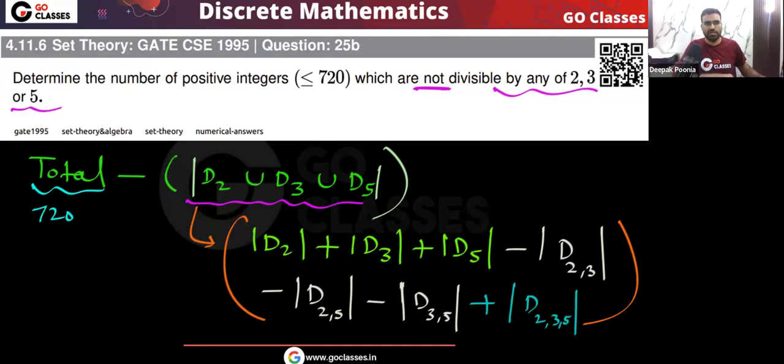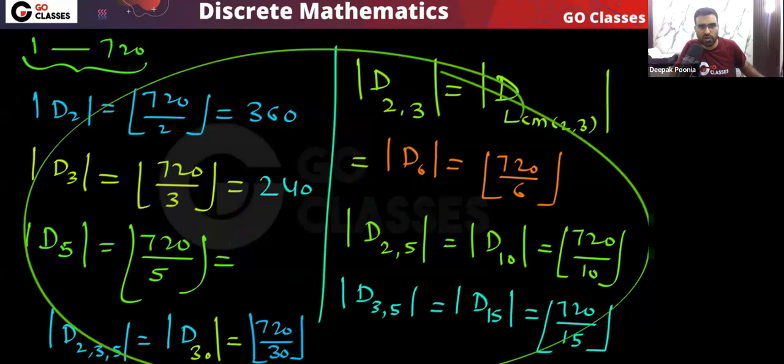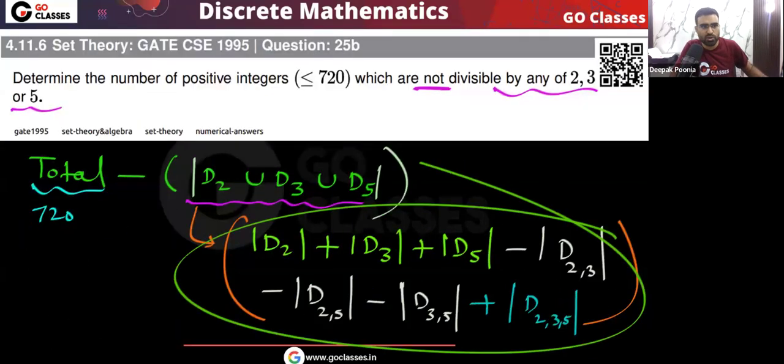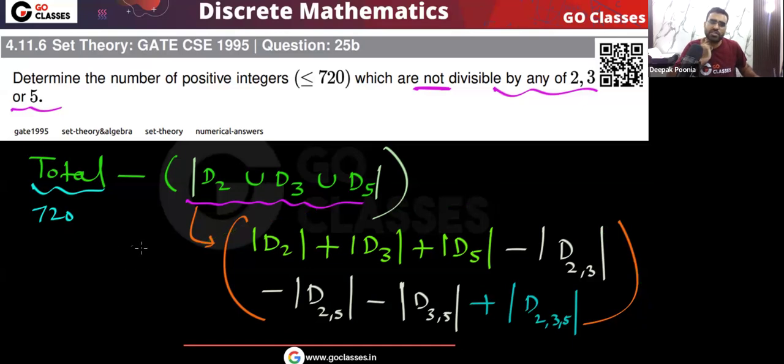So that's it. All these values we have already found. You can just put the values in, with plus and minus, and calculate what the answer will be. Remember, 720 minus this value will be the final answer for this 1995 question. I hope you understood.